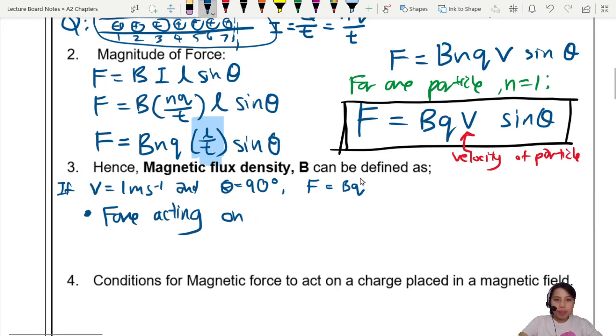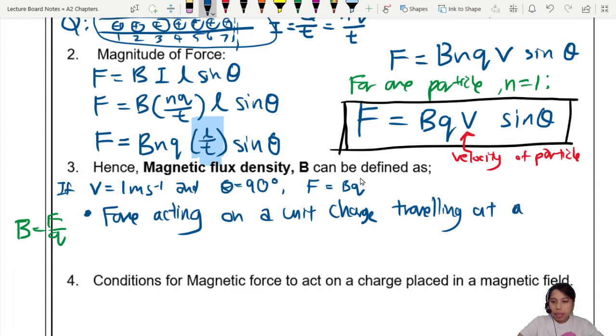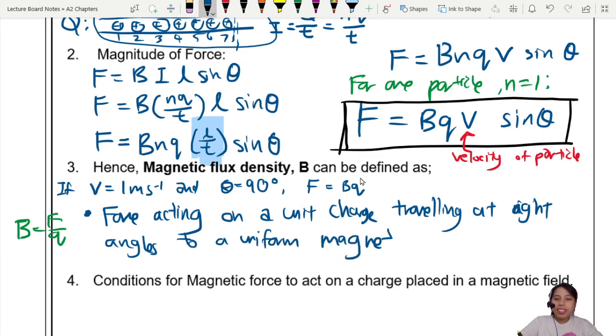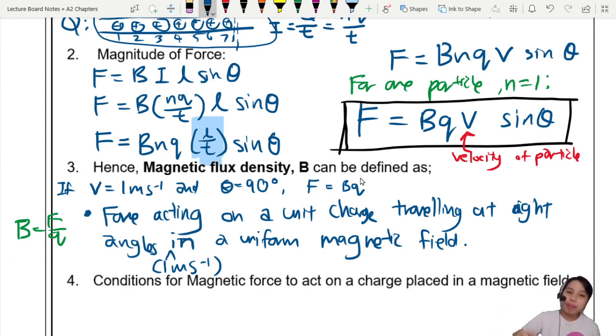On a unit charge. Why unit charge? Because you can rearrange and say B equals to F over Q. If you say per unit charge, then you know per unit force. I'm trying to define B, right? Force. So force acting on a unit charge. And what's the charge doing? Traveling at right angles to a uniform magnetic field. What's the speed of the particle? We just said it. 1 meter per second. So a unit charge traveling at right angles, if you want to insert that, at 1 meter per second in a uniform magnetic field. Did I say to a uniform magnetic field? Oh, in the magnetic field. Sorry about that. So it's more of just, what are other ways we can measure B, define B? This is another way for it.